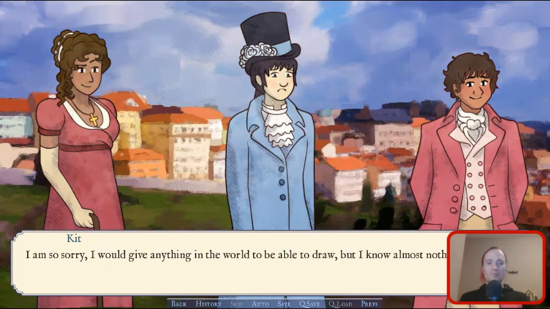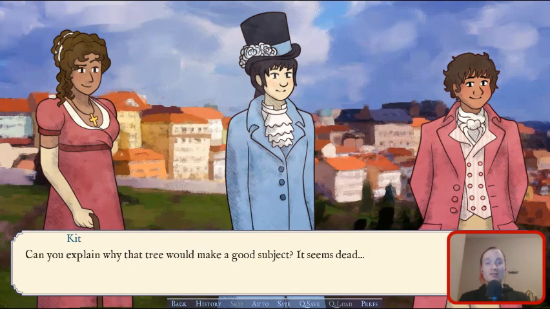What do you think, Miss Morland? I am so sorry. I would give anything in the world to be able to draw, but I know almost nothing of art. Can you explain why that tree would make a good subject? It seems dead. That is why.